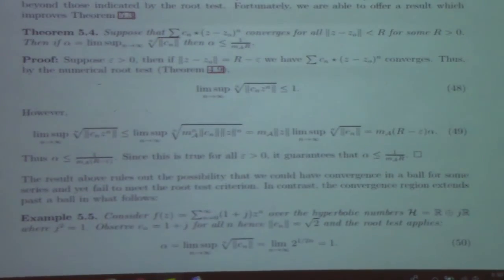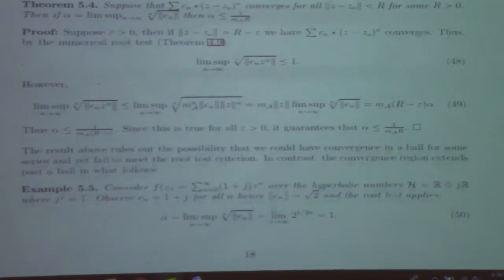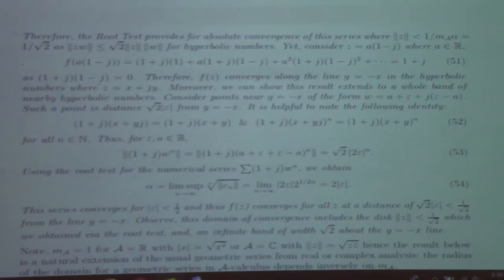Oh, so the ratio test is fine. It's Theorem 5.4 that we're possibly throwing some shade on today. All right, very good.